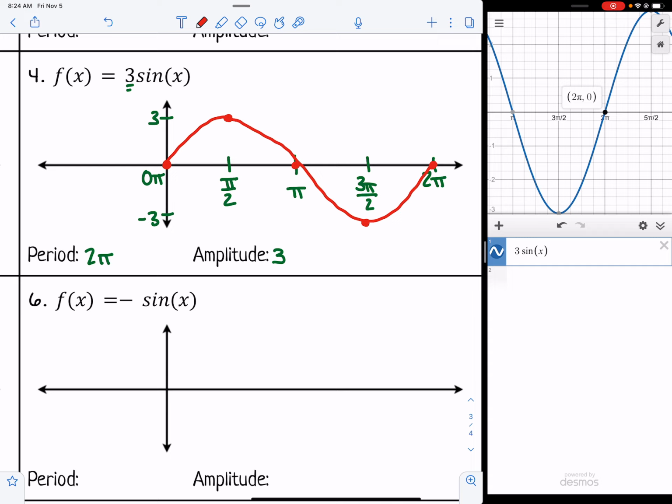Okay, so knowing those basics of how to type it in Desmos would help you graph any trig function, and that definitely gets us started. So that's it for graphing sine and cosine.